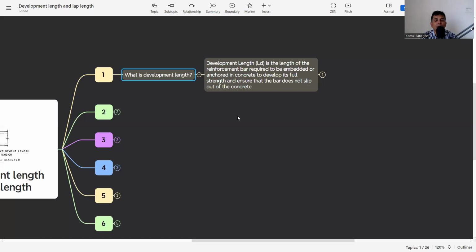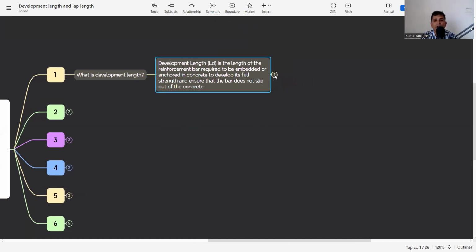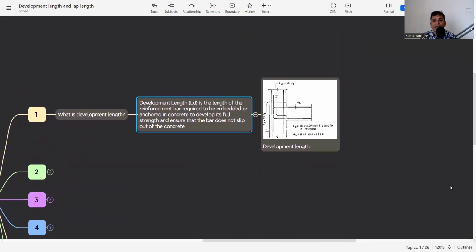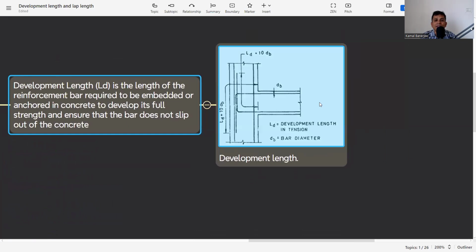That means a development length is anchored or embedded inside the concrete, and it is defined as LD. Let's see from the example here. Here it is a beam column junction. In the beam column junction, this is the beam and this is the column. The beam reinforcement is embedded inside the column. Whenever it is embedded inside the column, the length required inside the column for the beam reinforcement is the development length or the embedded length.